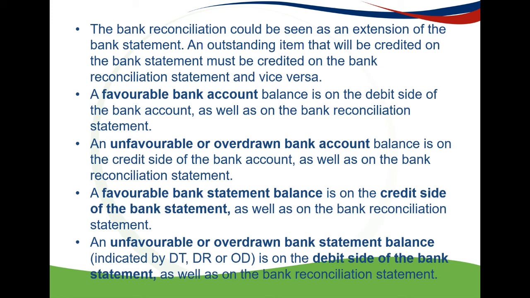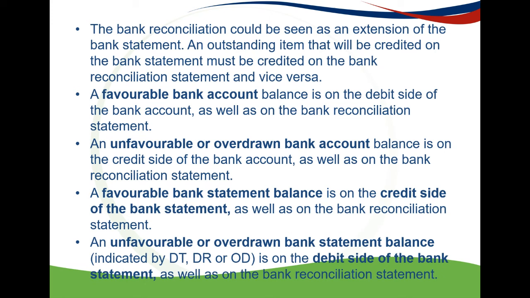A favorable bank account balance is on the debit side of the bank account, as well as on the bank reconciliation statement. So your bank account in the general ledger, when it's favorable, will have a debit balance, because we said assets have debit balances. So if it's favorable, it will have a debit balance. And when you reflect the balance of the bank account on the bank reconciliation statement, that debit balance will also be reflected on the debit side of the bank reconciliation statement.